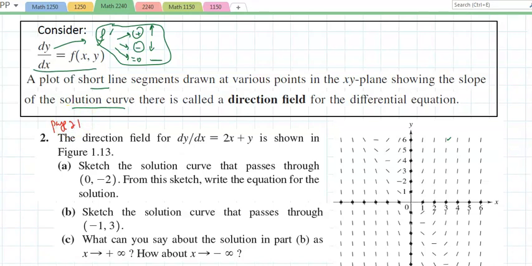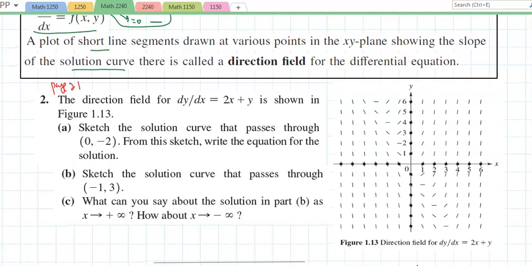It says the directed field for dy/dx equals 2x plus y is shown in this figure. They gave us the graph already, and it's right there. A. Sketch the solution curve that passes through the point (0, -1, -2). If you were to start right there, so think of this.